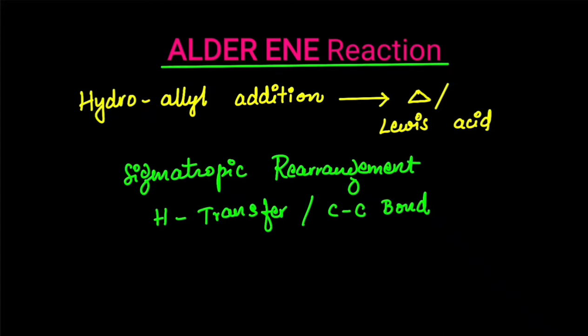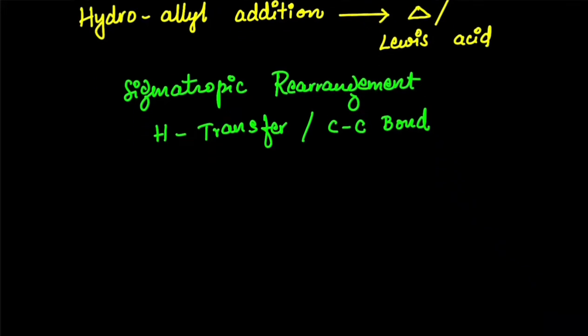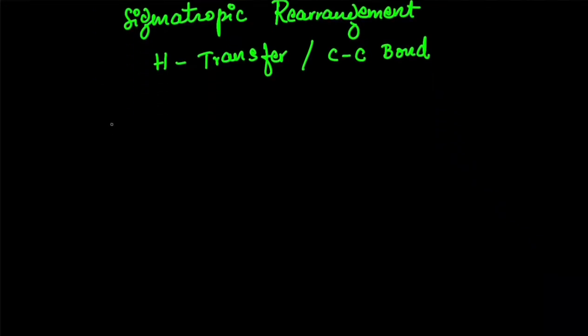We can witness a hydrogen transfer along with a C-C bond formation. This reaction involves addition of an enophile to an alkene via allylic transposition. Addition includes a 4-electron system with alkene pi bond and allylic C-H sigma bond participation.